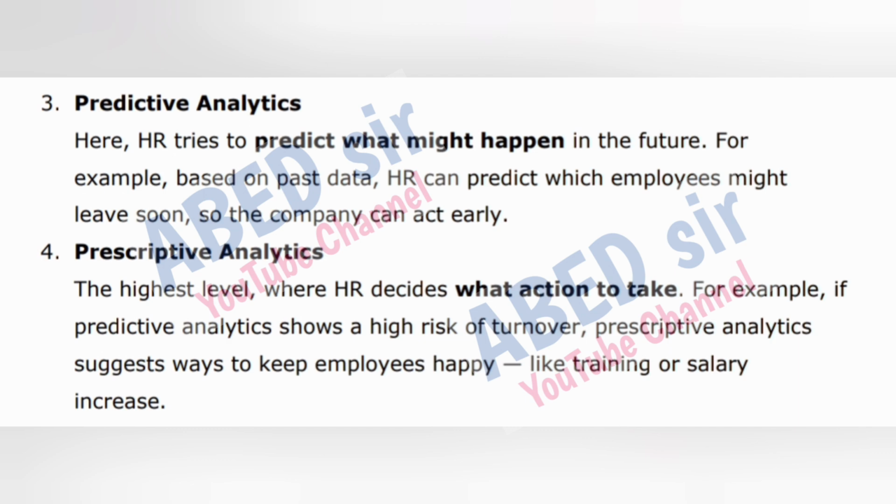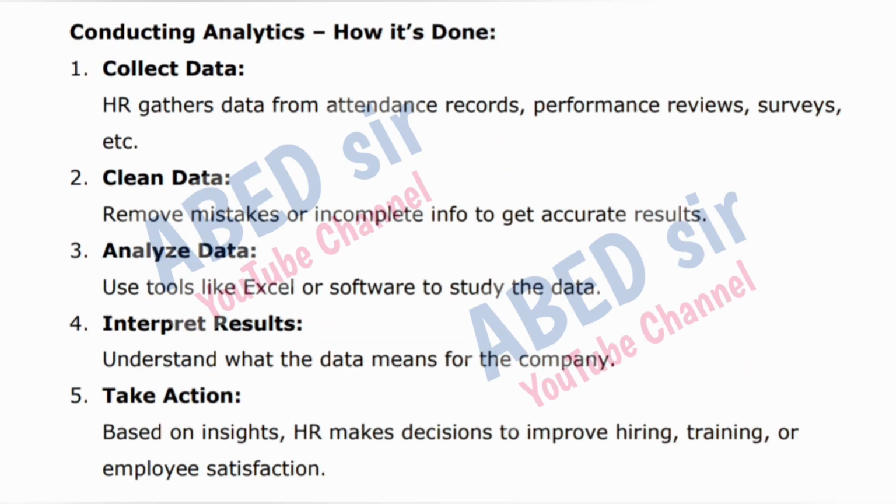4. Prescriptive analytics. The highest level, where HR decides what action to take. For example, if predictive analytics shows a high risk of turnover, prescriptive analytics suggests ways to keep employees happy, like training or salary increase. Conducting analytics: how it's done.